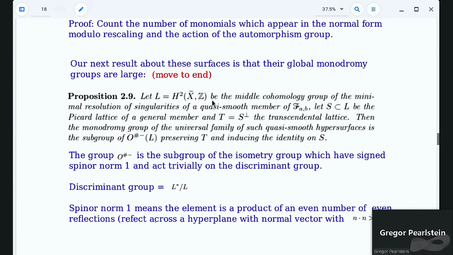So the monodromy group is as large as it can possibly be, and maybe I will try and explain the details of that.